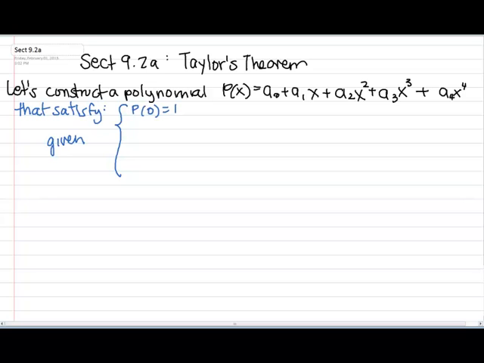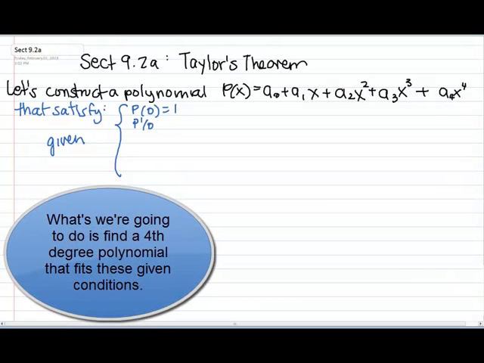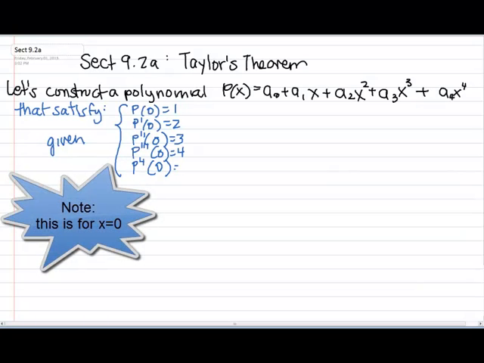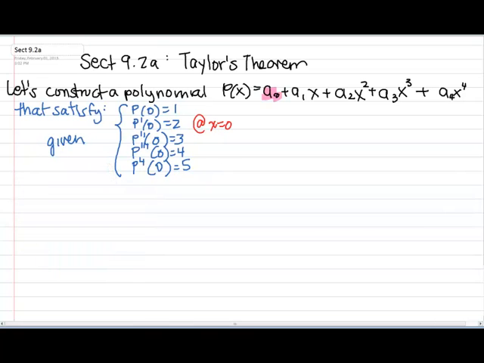P of 0 is 1. P prime of 0 is 2. P double prime of 0 is 3. P triple prime of 0 is 4. And the fourth derivative of p at 0 is 5. So I want to use these givens to identify all my constants in the front. All of these a's I want us to figure out.